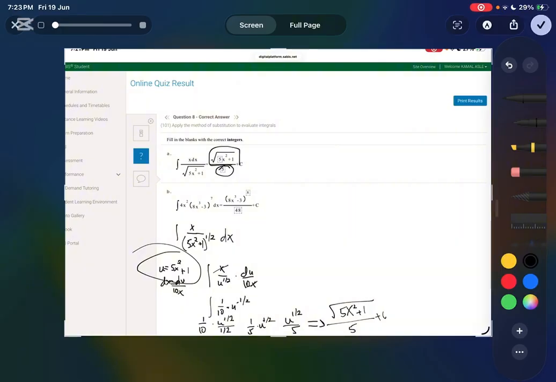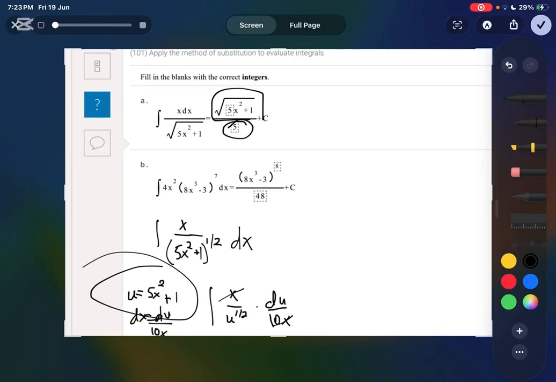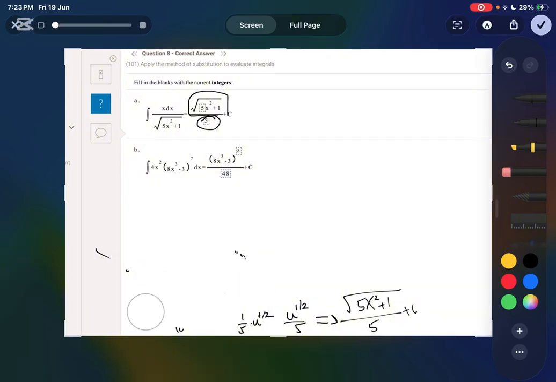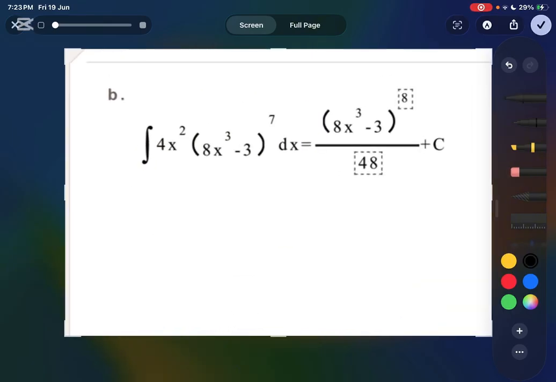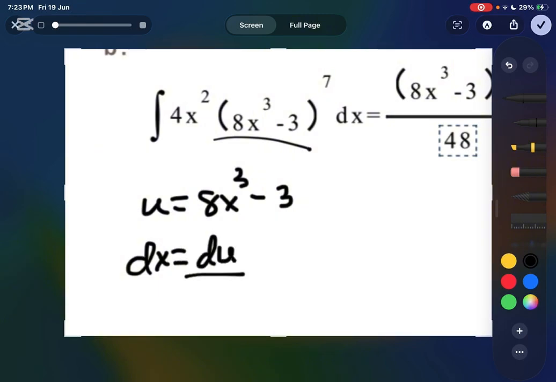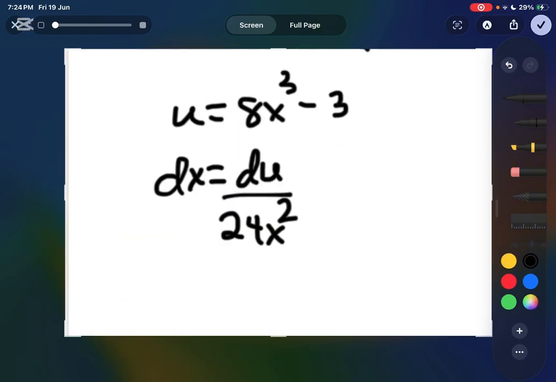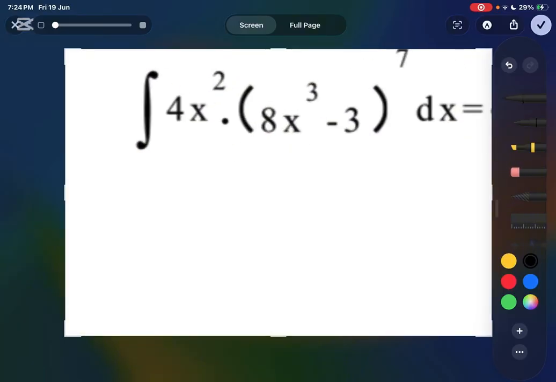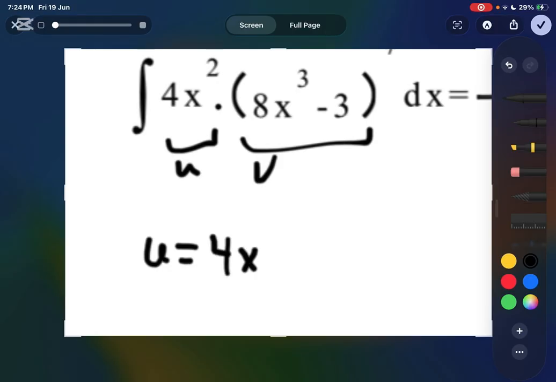And now for part B, what do they want? Of course, we do a substitution here as well. So let me just resolve this. Basically, u is equal to 8x cubed minus 3, dx will be equal to du over 24x squared. And by the way, let me just remove this. This is u times v, so you have to check at the start. So u is equal to 4x squared.